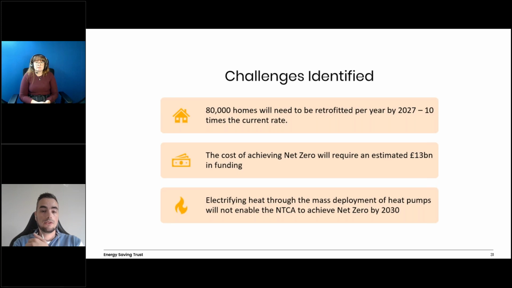And electrifying heat through the mass deployment of heat pumps, although as Gordon says, we think it's the most likely technology to have the greatest potential for impact, it won't actually enable NTCA to achieve net zero by 2030.